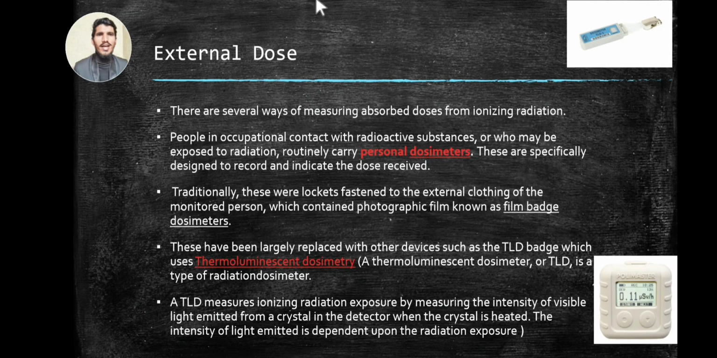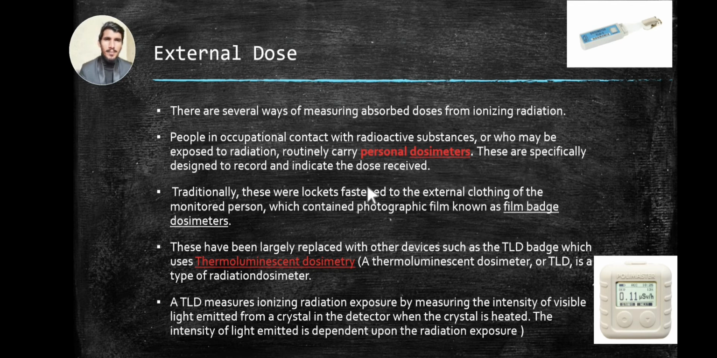Moving on, what we have here is external dose. In this slide I'm going to explain external dosimetry, or external dose. There are several ways of measuring the absorbed doses from ionizing radiation. People in occupational contact with radioactive substances, or who may be exposed to radiation routinely, carry personal dosimeters.